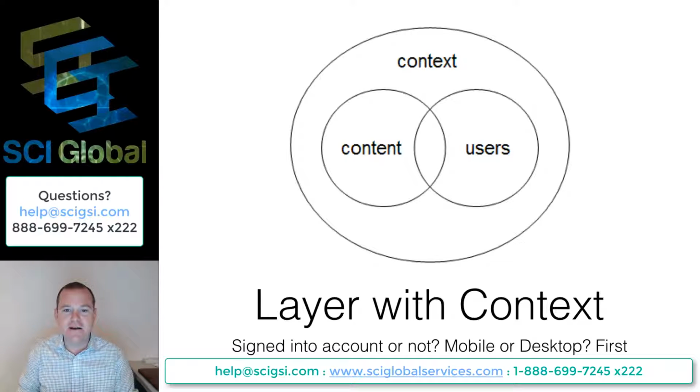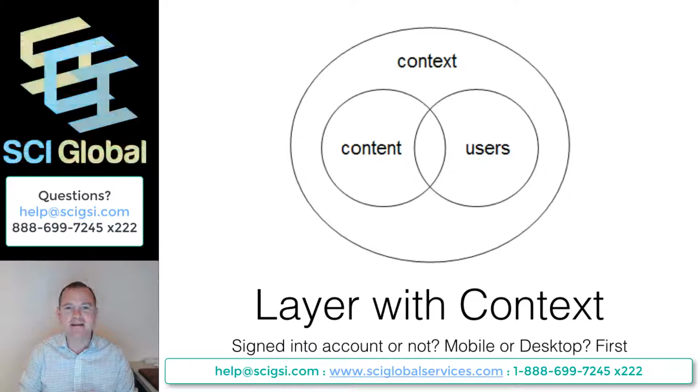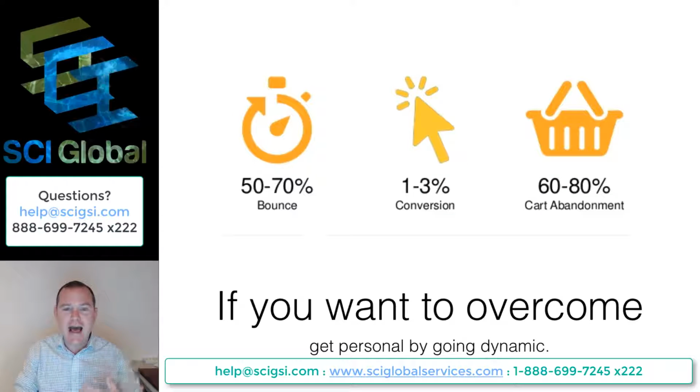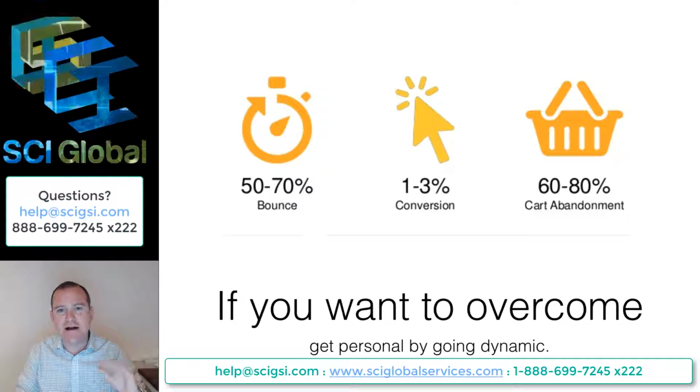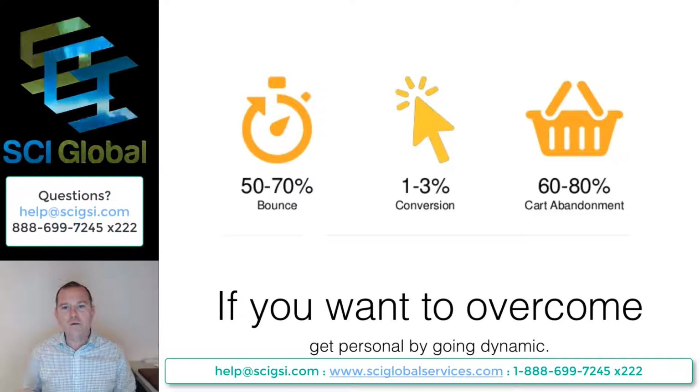So we have to take everything that we just talked about and really layer it in a set of context. So is the user logged in or not? Are they on their mobile or desktop? Are they a first-time visitor? How long have they been on the site in this specific visit? So all of these things we should take into consideration when determining how to layer on all of these targeting site personalization techniques.